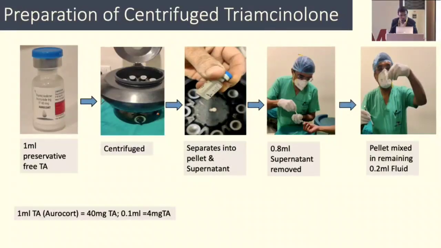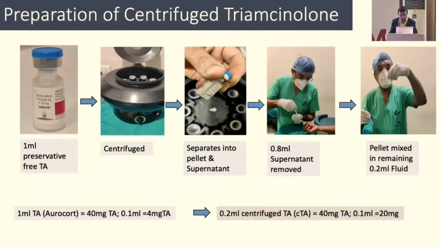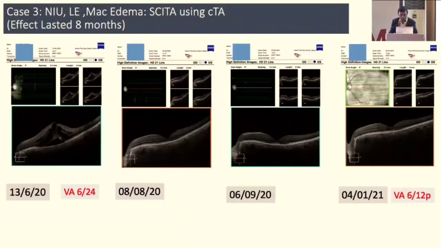So normal triamcinolone is available as 1 ml containing 40 milligrams, and in 0.1 ml you get 4 milligrams of triamcinolone. We centrifuged the triamcinolone. We removed the supernatant. We are left with a small pellet of 0.2 ml. We then dissolve it, and in that pellet we have triamcinolone of about 0.1 ml, which contains 20 milligrams. So we inject about 0.05 ml to 0.075 ml. We inject almost 10 to 15 milligrams of triamcinolone into the suprachoroidal space.